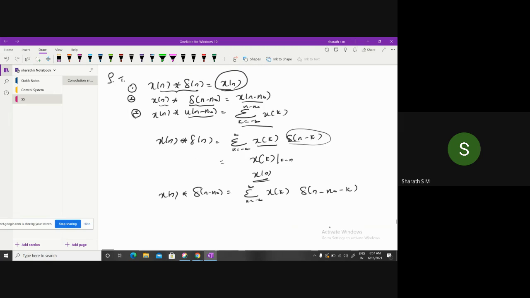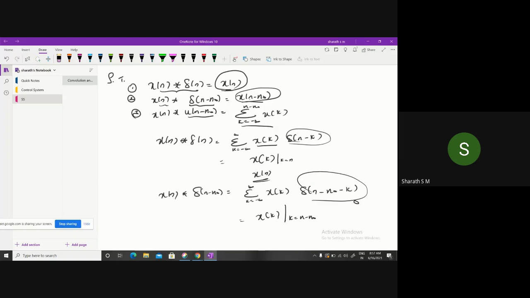In the RHS part we need to get it as x of n minus n naught. That indicates in the place of k we need to substitute n minus n naught, so that it becomes 0 once again. That is equal to x of n minus n naught.